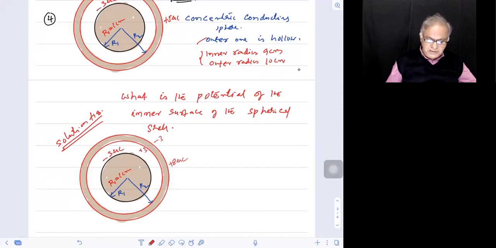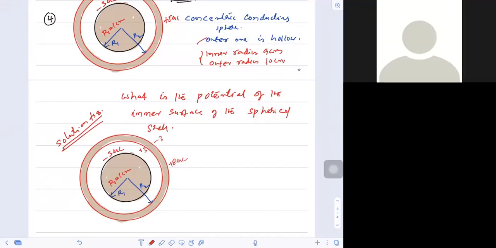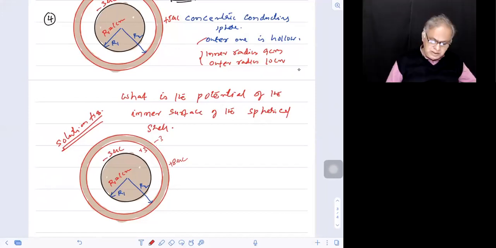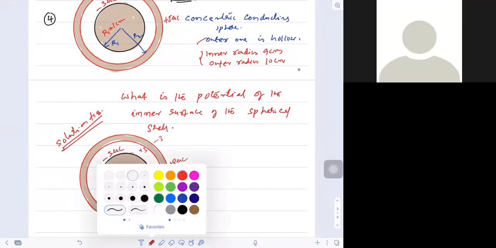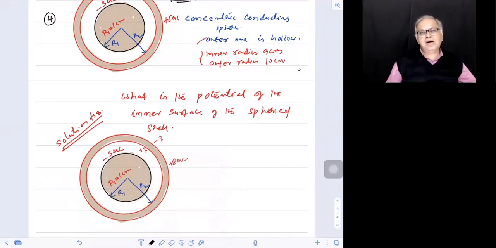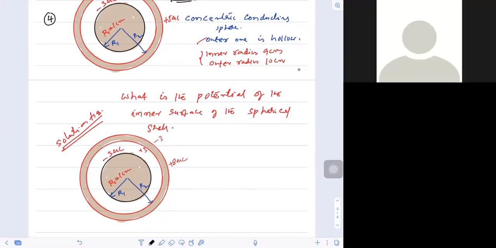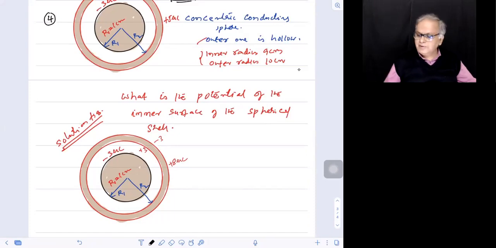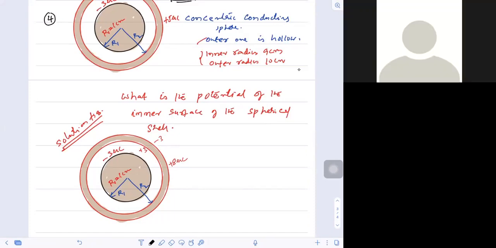We wanted the potential of the inner shell, which is a contribution from the -3 sphere and this one, and this one, isn't it? Sriya, yes sir, we should write for the pairs. Like we're not wanting the potential energy here. We want the potential at the inner surface: potential due to itself, potential due to the charge on the sphere, potential due to the charge on the outer shell. So, no energy here.